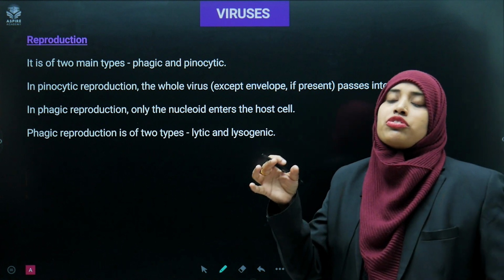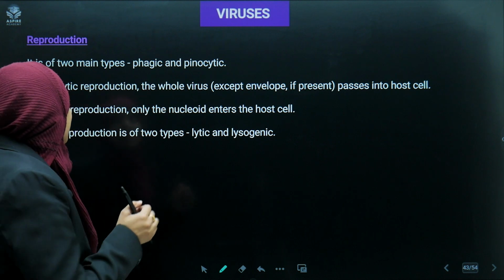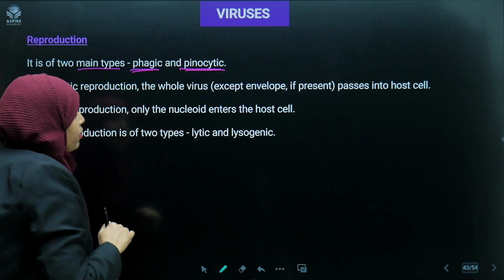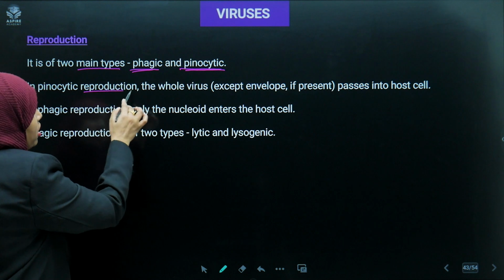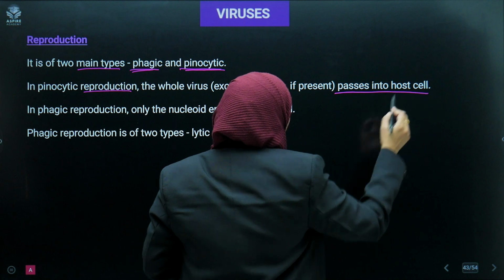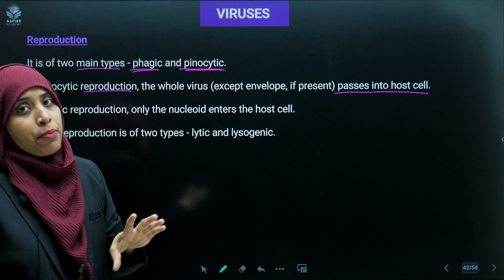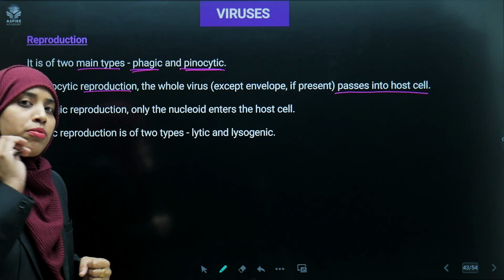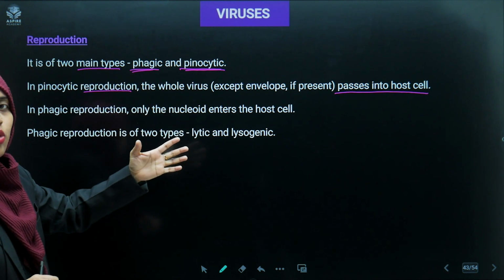It has been noted that there are two types of reproduction found in the viruses. Two main types, that is phagic and pinocytic. ठीक है, phagic and pinocytic. So in pinocytic reproduction क्या होता है? The whole virus except the envelope, if present, passes into the host cell. जो host cell में, ठीक है, except the envelope part, जो outermost circular covering होता है, apart from that rest all part enter the host body. So that type of, and then finally the reproduction goes on.